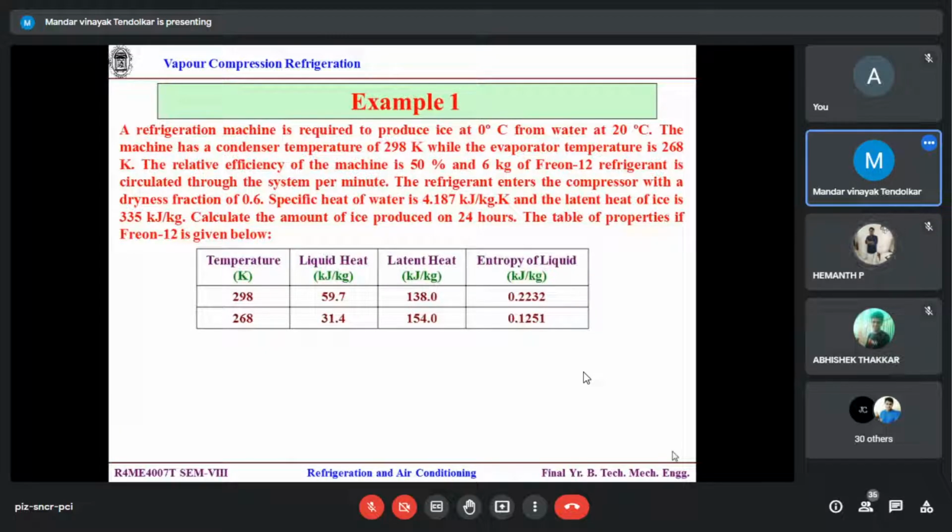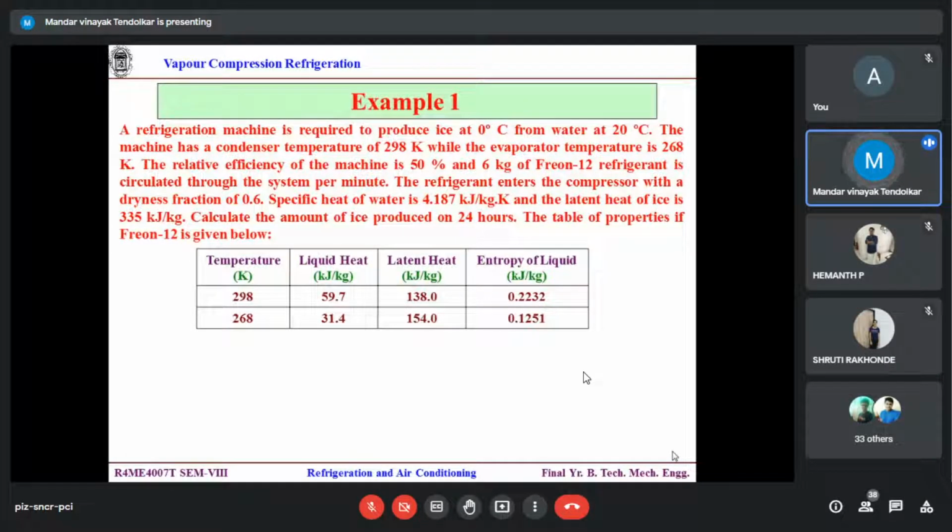The machine has a condenser temperature of 298 K, the evaporator temperature of 268 K. Relative efficiency of the machine is 50%, and 6 kg of Freon 12 refrigerant is circulated. So this is R12 through the system per minute. So this is 6 kg per minute, that is m dot, given 50% relative efficiency. So whatever you calculate as the efficiency, 50% of that is the actual one.